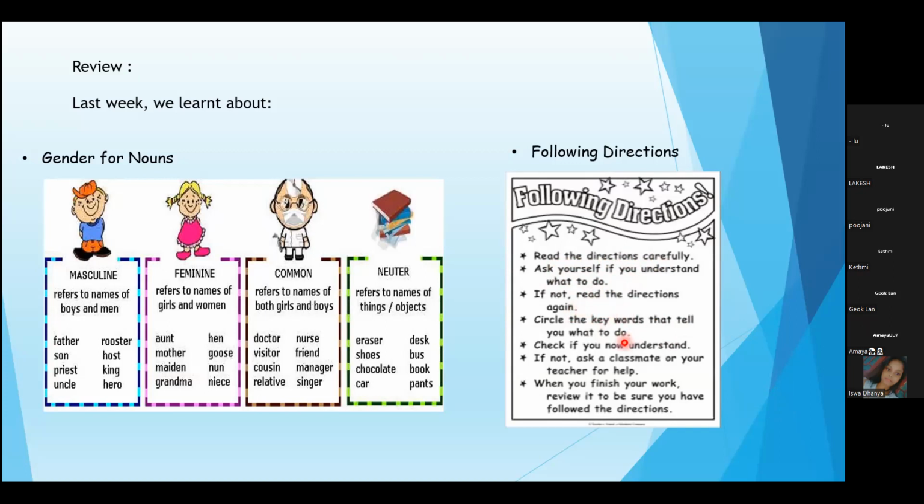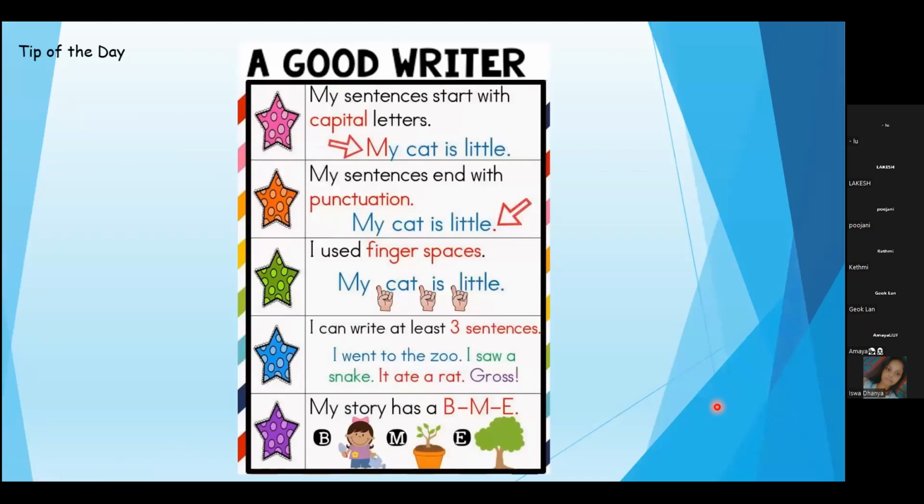Circle keywords that tell you what to do. Check if you understand your work. If you don't understand, it's so important to ask a classmate or a teacher for help. And when you finish your work, be very sure to review it and make sure you have followed all the instructions. Last but not least, we're going to look at writing.